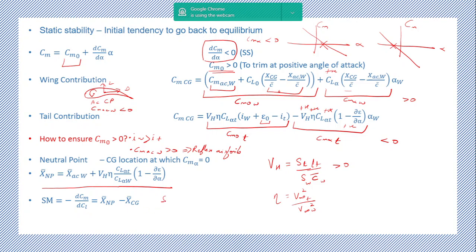Positive. For a statically stable aircraft, this will be greater than 0. So that means the CMCL curve will have a negative slope, right? Just like the CM alpha curve, CMCL will have a negative slope, okay? Which is why this quantity will be positive for a statically stable aircraft.